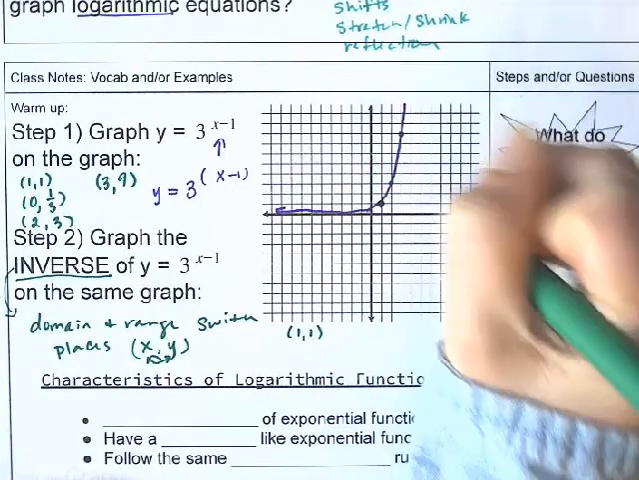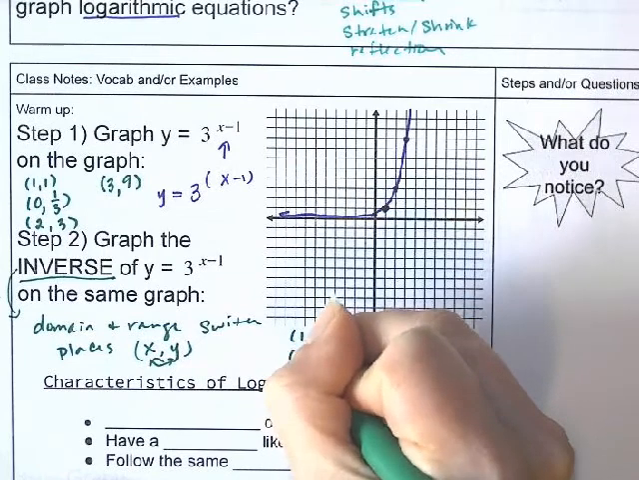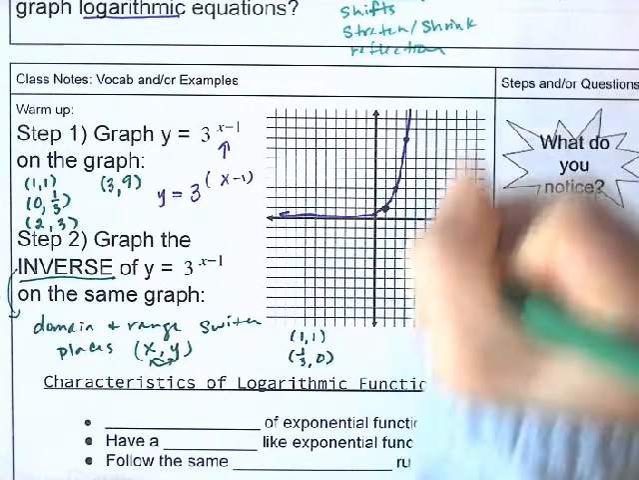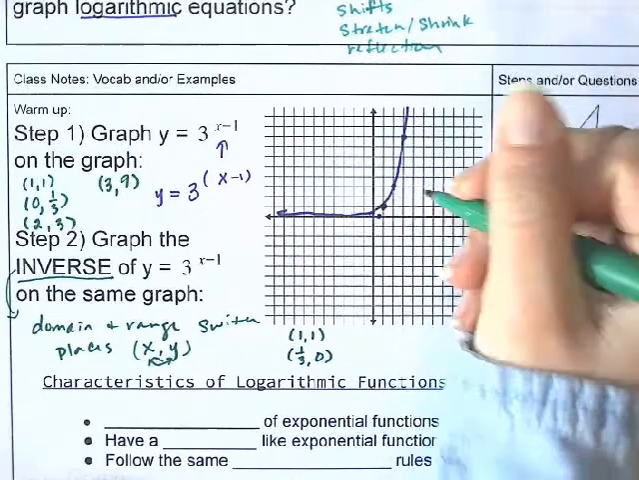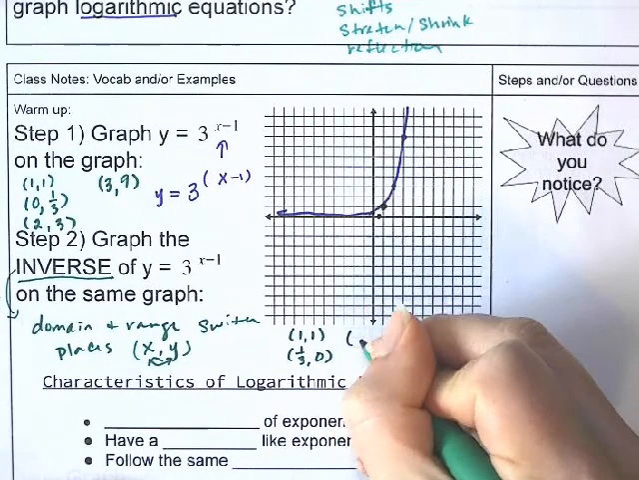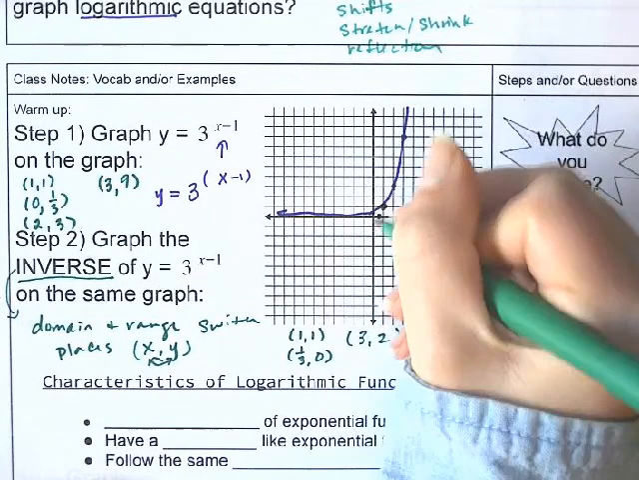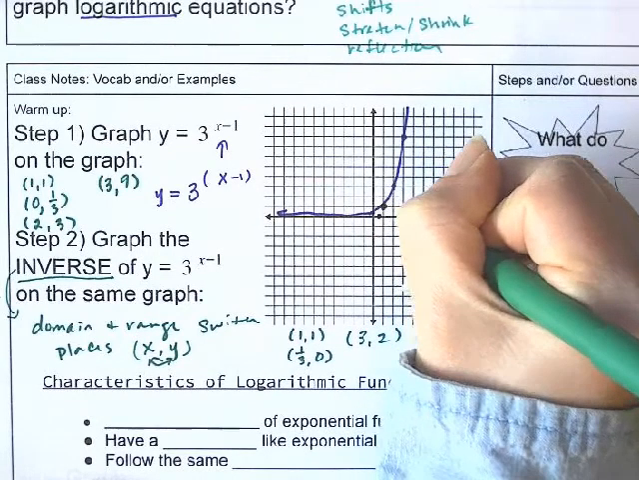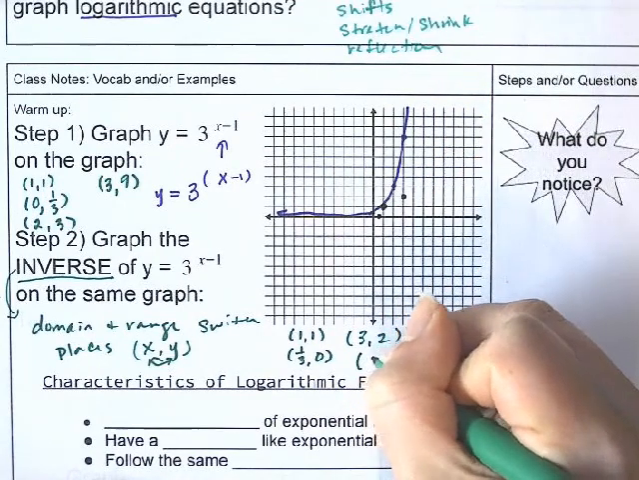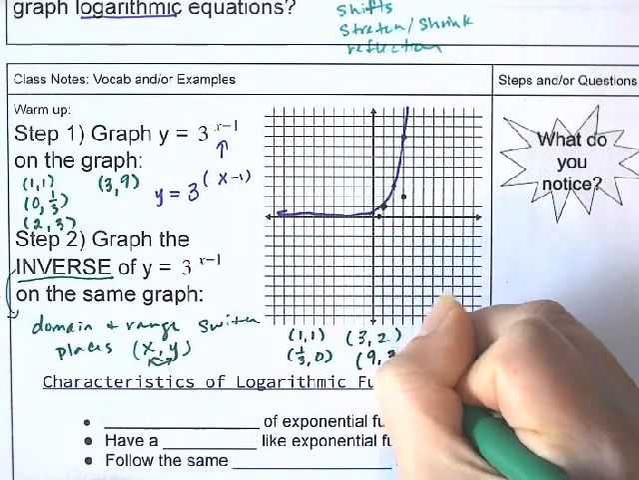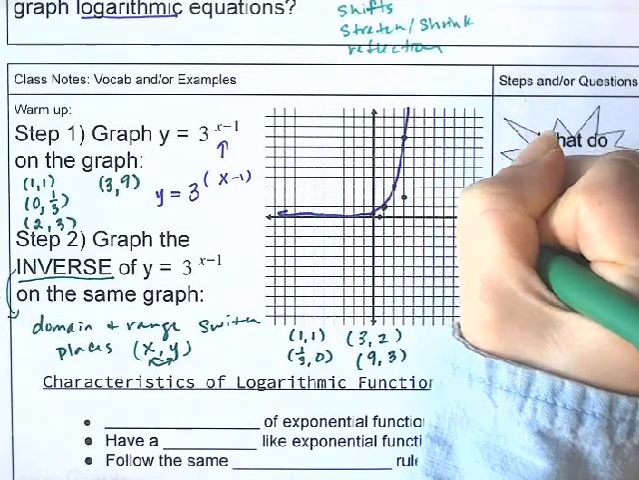So I'm going to graph a point there. If I want to switch around the point 0, 1/3, that would mean I'd have the point 1/3 comma 0. So that's going to be about here. I'm just kind of estimating. The next one, if I switch 2, 3 around, would be 3, comma 2. So I'm going to find 1, 2, 3, comma 2. And then lastly, if I switch around 3, 9, that would be the point 9, comma 3. So 1, 2, 3, 4, 5, 6, 7, 8, 9.